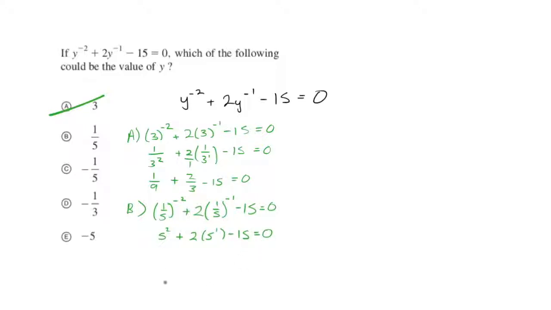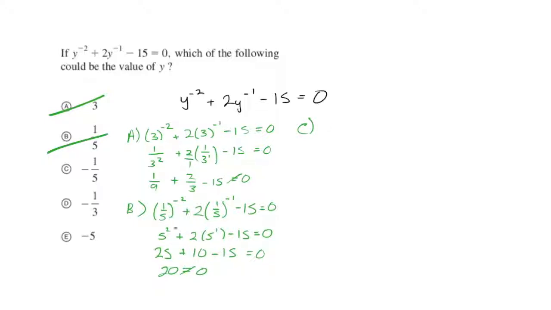All right, does this equal 0? Well, if this is 5 squared, that's 5 times 5, 25. This is 10, and then minus 15. That doesn't look like it's going to work because that's 35 minus 15. That is 20, and that does not equal 0. So that's not the correct answer. Moving along, we'll try option C.